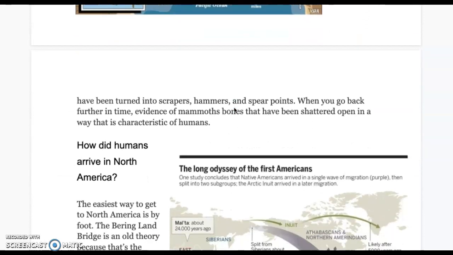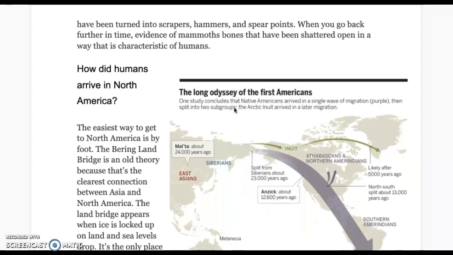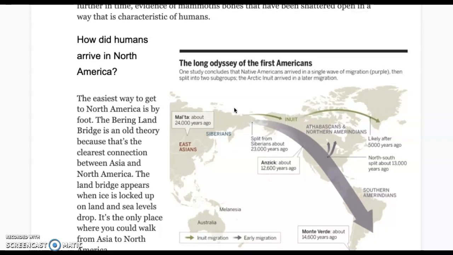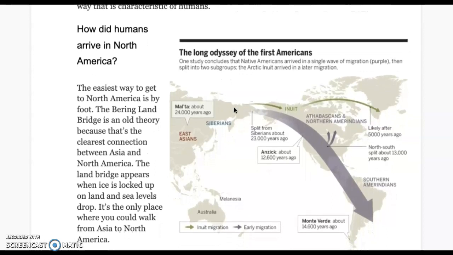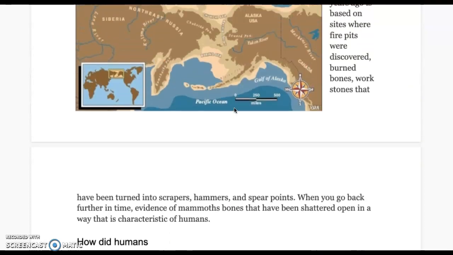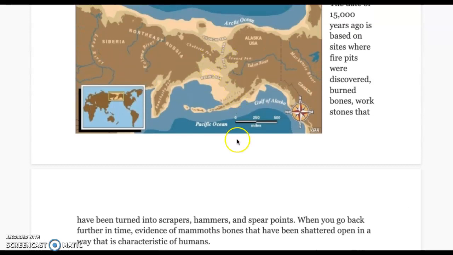How did humans arrive in North America? The easiest way to get to North America is by foot. The Bering Land Bridge is an old theory because that's the clearest connection between Asia and North America. The land bridge appears when ice is locked up on land and sea levels drop. It's the only place where you could walk from Asia to North America, and again, that's very clear here.